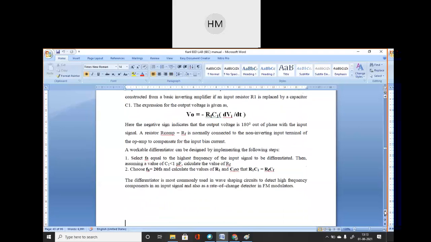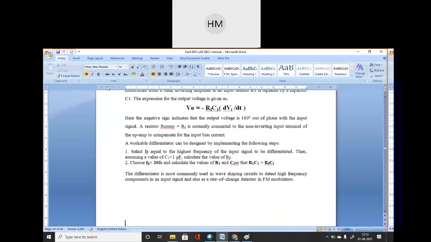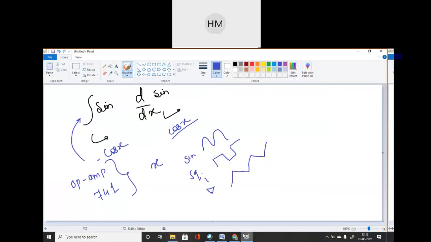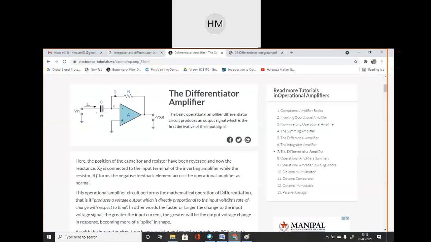Now students, I will first discuss what this operational amplifier IC741 is. We all know, okay, and this is the circuit diagram to use the operational amplifier as a differentiator. So first we will study some basic concepts of this, then we will switch over to this experiment.